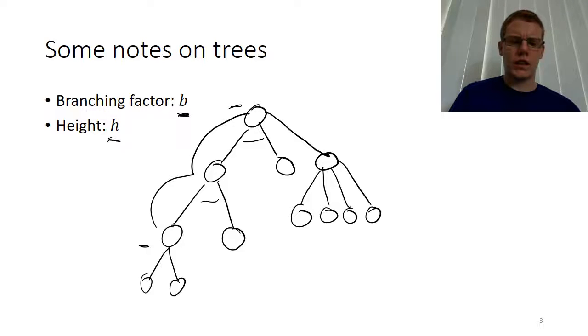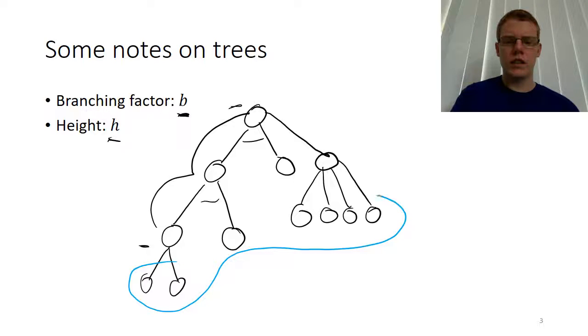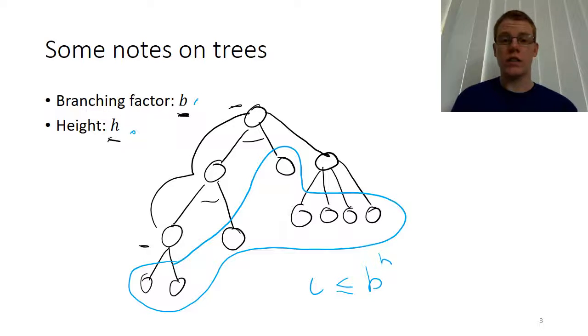So one of the key things that we can note is that there is a bound on the number of leaf nodes in a tree which has branching factor B and height H, and that is that the number of leaf nodes here, which I'm going to call L, is bounded by the branching factor to the power of the height of the tree. So there is an inductive proof that we can do for this, but I'm not going to do it here for the sake of time, but keep that in mind.